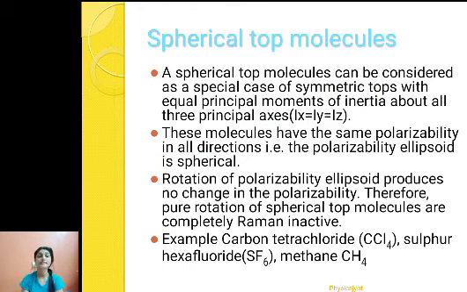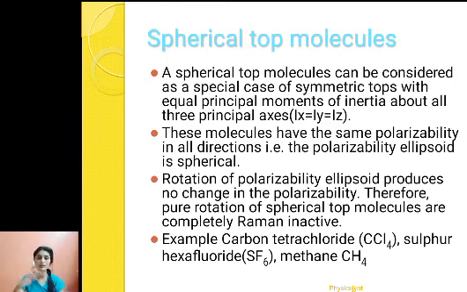Now, the third case is spherical top molecules. Spherical top molecules can be considered a special case of symmetric tops with equal principal moments of inertia along the three perpendicular axes. That means in spherical top molecules, the principal moments of inertia Ix, Iy and Iz are all equal. And these molecules have the same polarizability in all directions, that is, the polarizability ellipsoid is spherical.